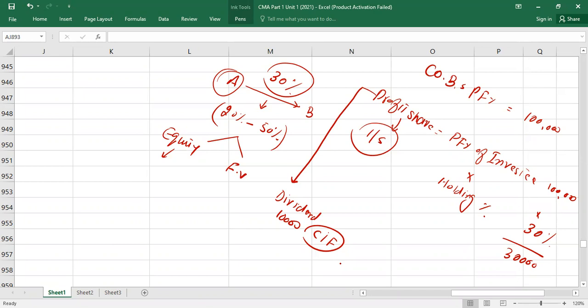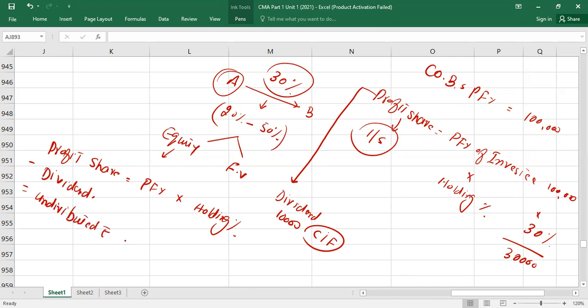So what do you have to do now? It is added in the income statement, and now you have to deduct it. Right or wrong? So what is the format? You have to follow this format. You have to calculate first the profit share of the investor in the investee. And how will you get the profit share? Profit for the year of the investee multiplied by the holding percentage. From there you will deduct the amount of dividend which you have received. The remaining is called undistributed earnings. And this you have to adjust in the statement of cash flows.